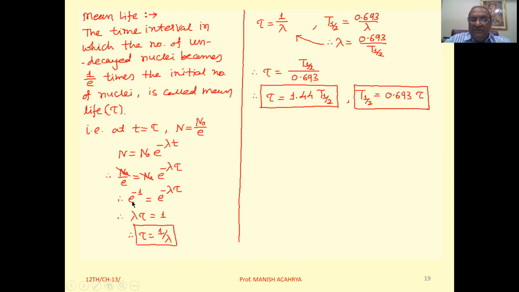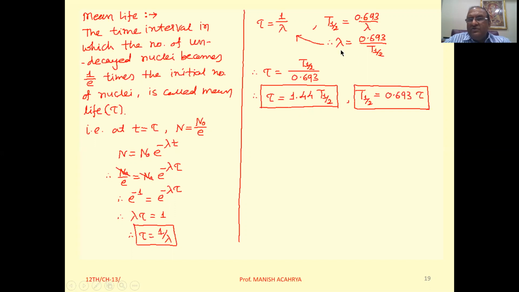So we can write on the left hand side 1 upon e, that is e raised to minus 1, equal to e raised to minus lambda tau. So lambda tau is equal to 1. Here compare the power on both sides. So tau is 1 upon lambda. Very simple equation.